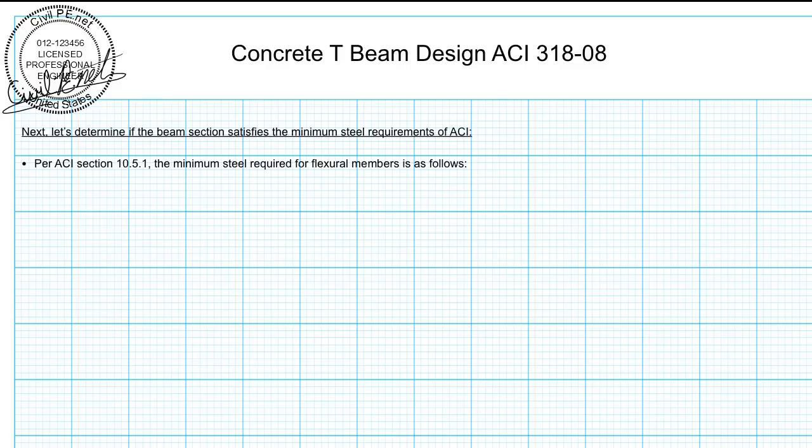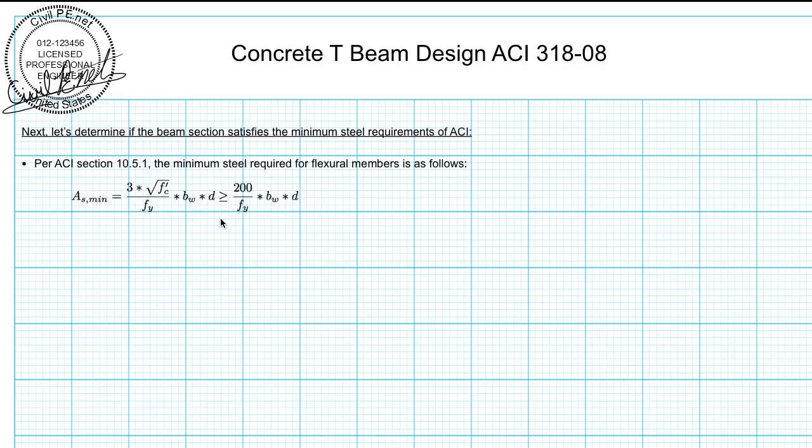Now let's again determine if the beam section satisfies the minimum steel requirements of ACI. AS min equals 3 times the square root of F prime C over F sub Y times BW times D, greater than or equal to 200 over F sub Y times BW times D. Now I want to bring this up again because here we've got this BW. We've got a T section right now.